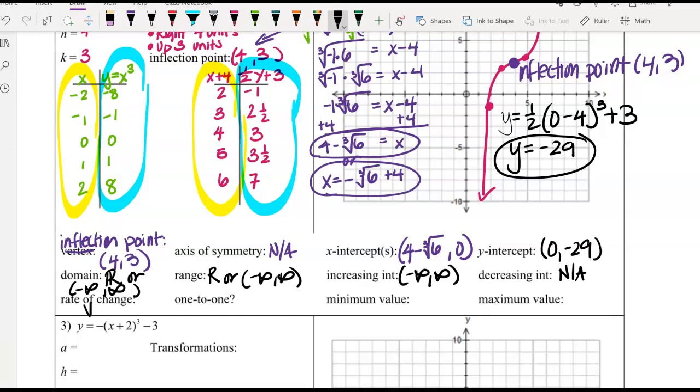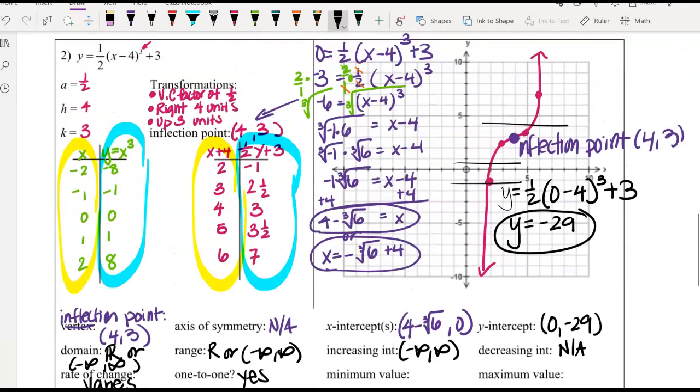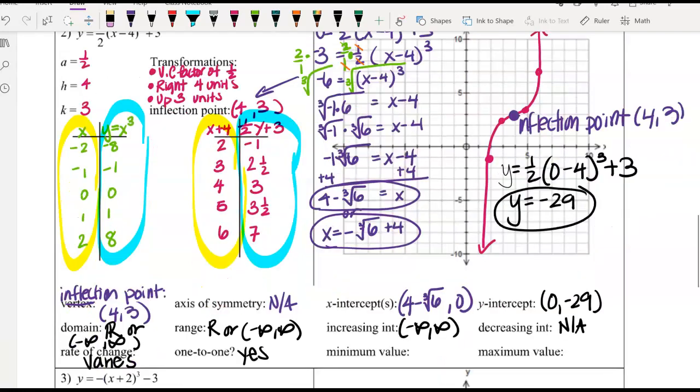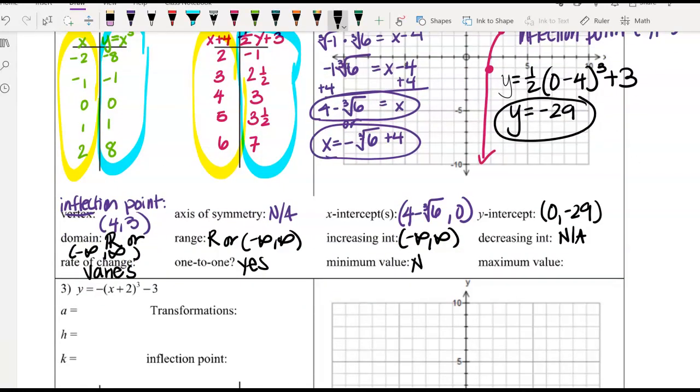The rate of change is going to vary because it's not constant. It is definitely 1-to-1 because it's going to pass your horizontal line test, right? Because any horizontal line that you make, it's only intersecting one time. We do not have any min or max for our cubic function.